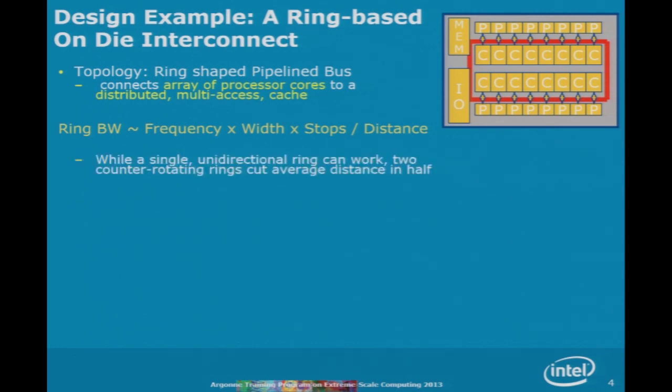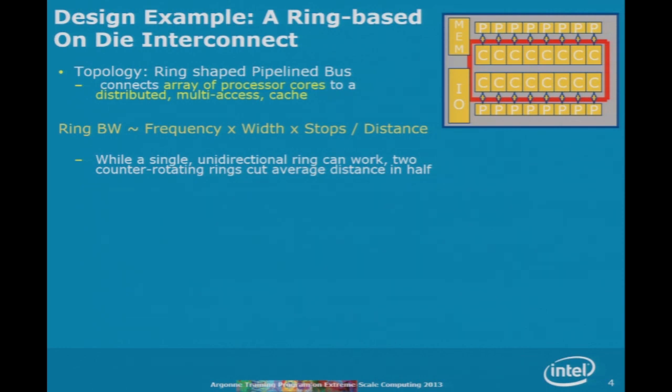So a single ring going one way is pretty nice, but if you run out of bandwidth, you have a choice between widening the ring, or running the ring twice as fast, or adding another ring in the opposite direction. What's better? If you're out of bandwidth on this interconnect and you want to double the bandwidth, you would have two choices.